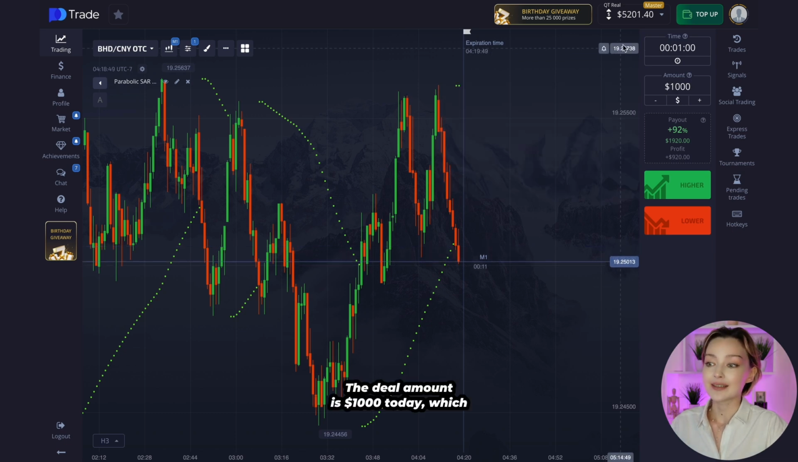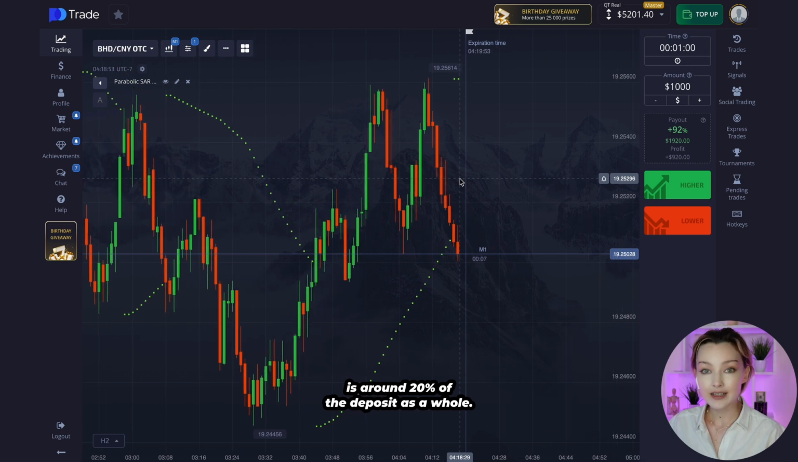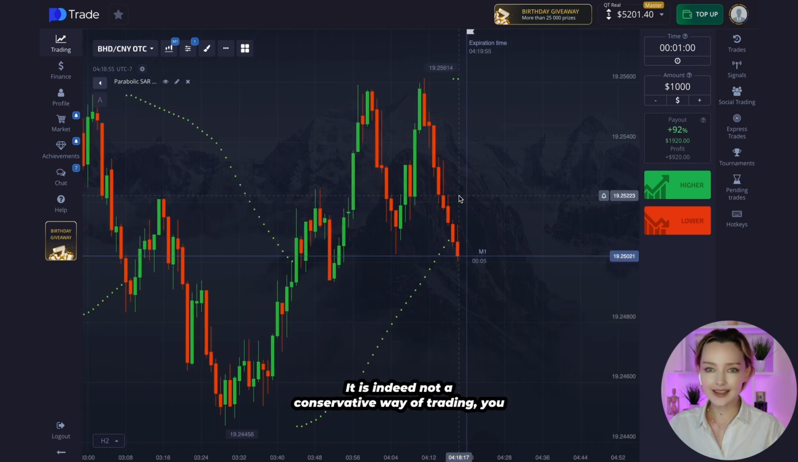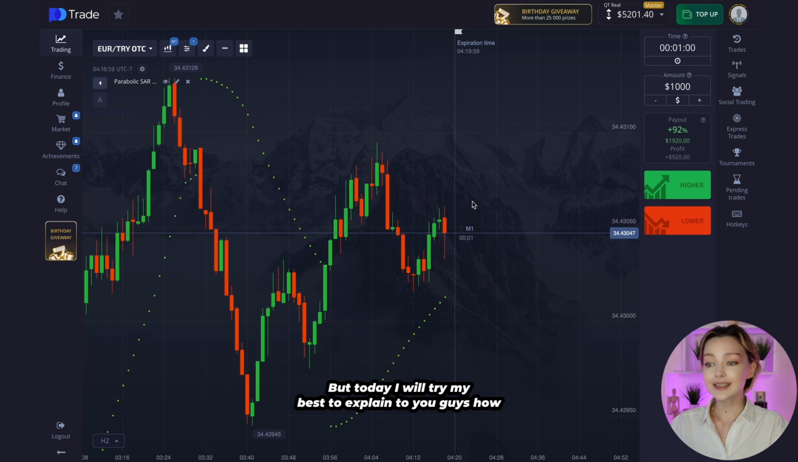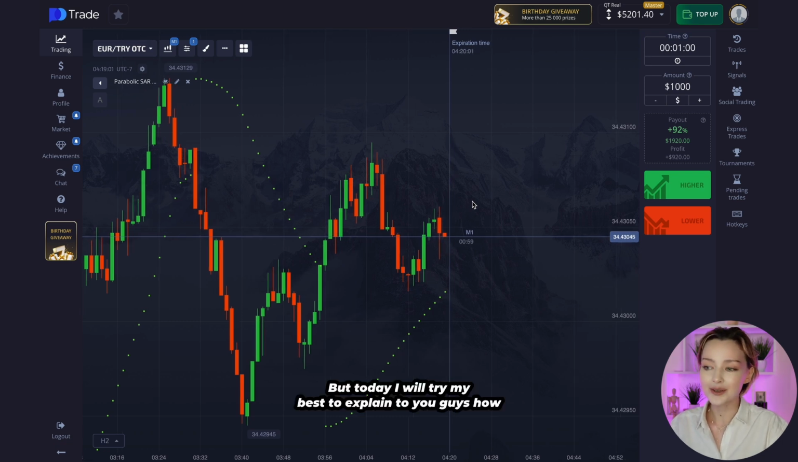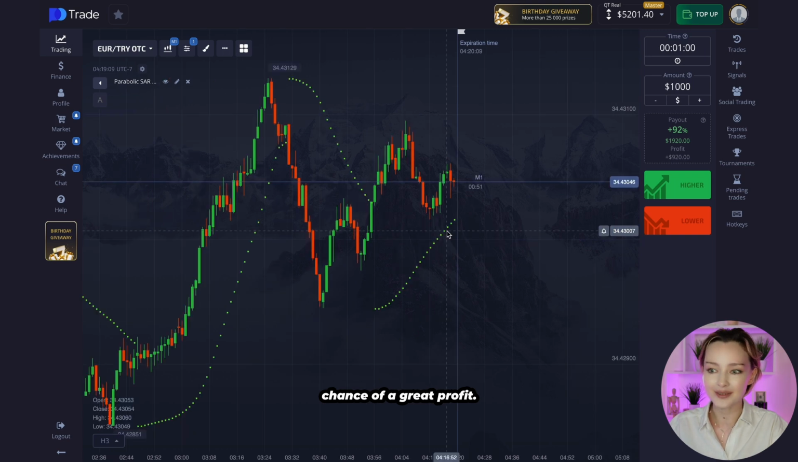The deal amount is $1,000 today, which is around 20% of the deposit as a whole. It is indeed not a conservative way of trading, more of a hazardous one. But today I will try my best to explain to you how you can find trades with a higher chance of a great profit.